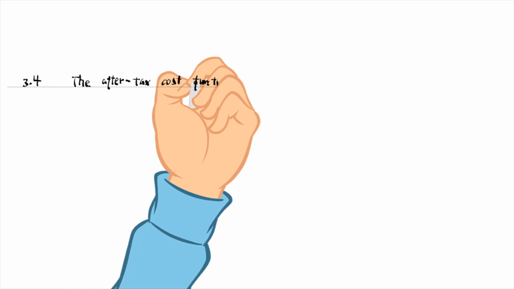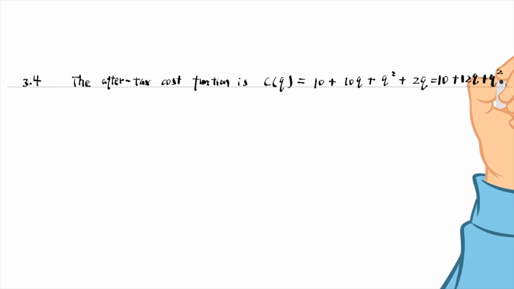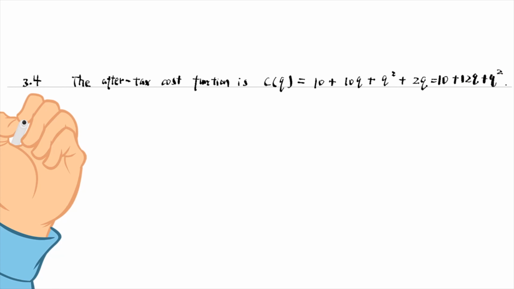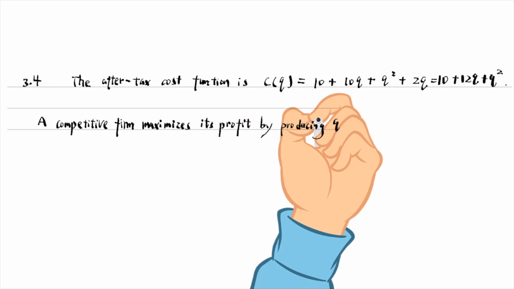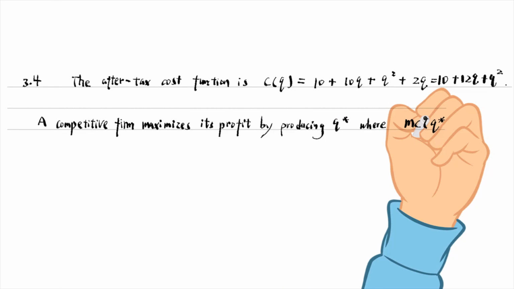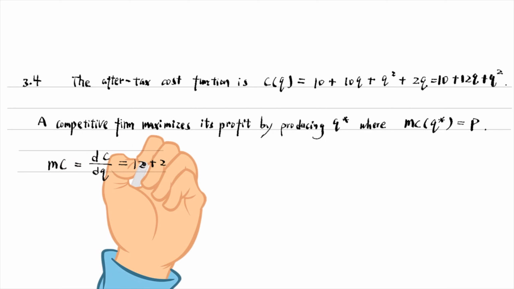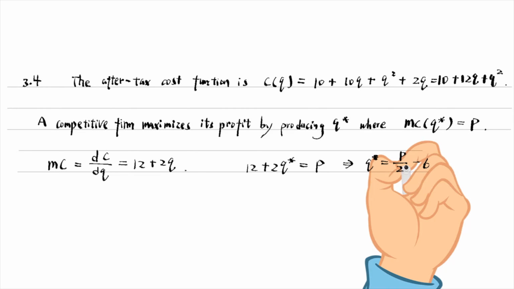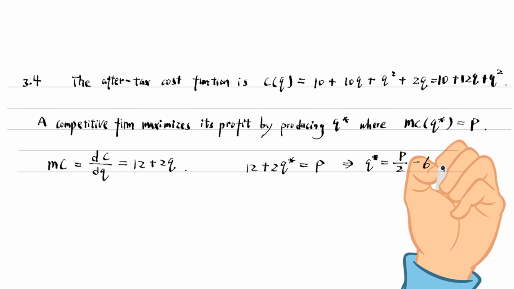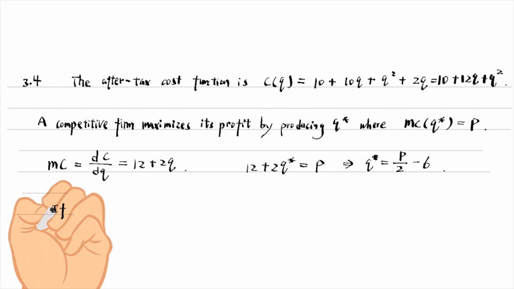The after-tax cost function is 10 plus 12 times Q plus Q squared. A competitive firm maximizes its profit by producing an output level where marginal cost equals market price. We obtain the profit maximizing output as a function of market price P. If the market price is 50, the output equals 19.